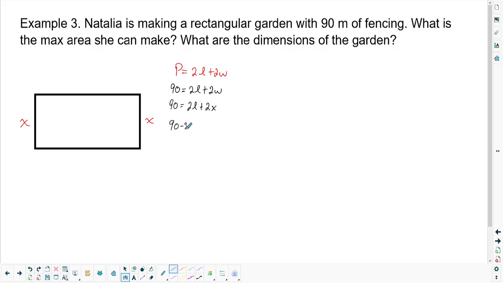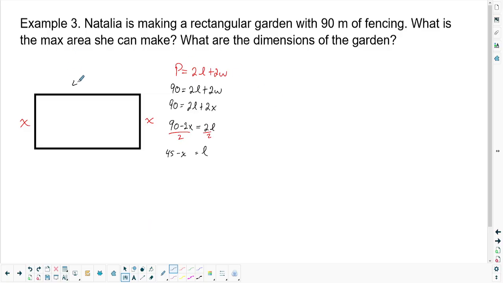So I'm going to bring the 2x over, 90 minus 2x, and that will equal 2L. And I need to divide both sides. Now, a lot of people make this algebra mistake. You're going to divide this side by 2 and this whole side by 2. Everybody gets the 2. So when I divide everybody by 2, and not just the x or not just the number, I get 45 minus x equals L.